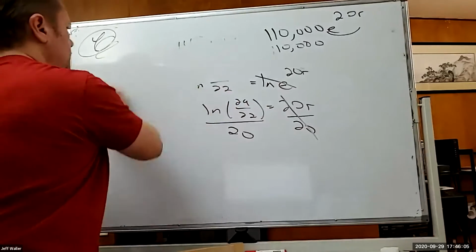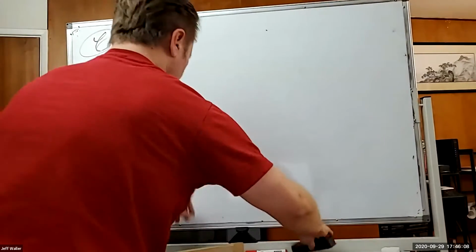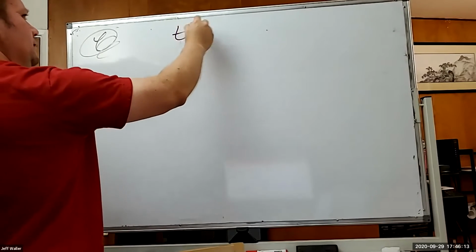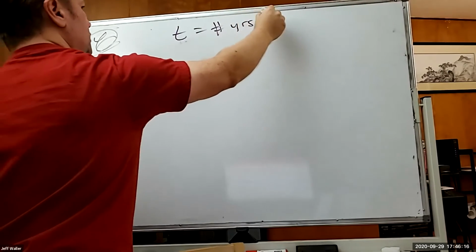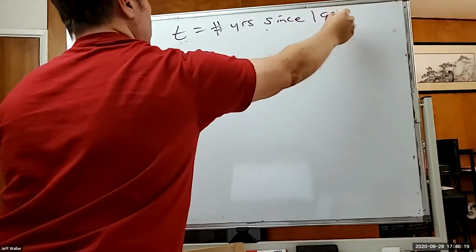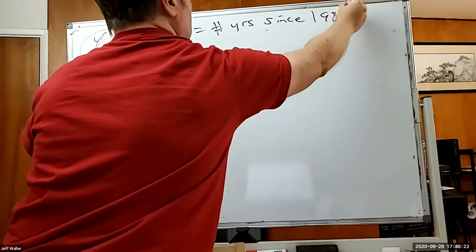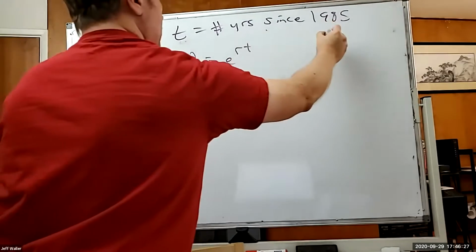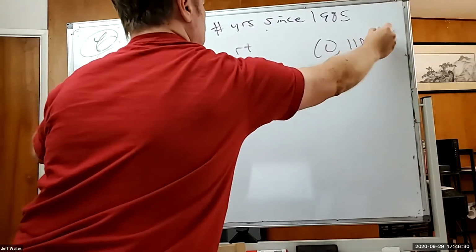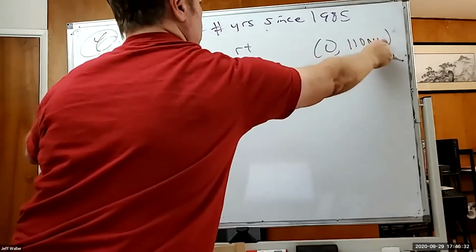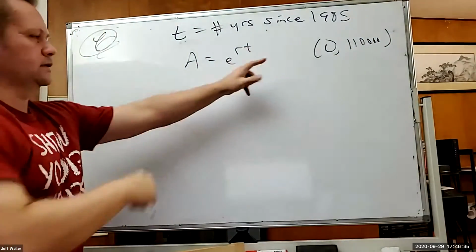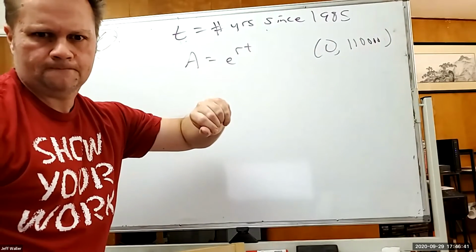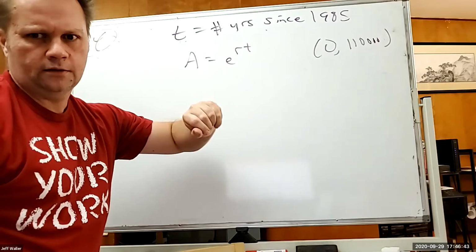So coming back, the first point that I see is we decided not to use 1985. We decided that T is going to represent the number of years since 1985. So then the first point we had was (0, 110,000). Too many zeros. Is that cool? That's 1985. It was worth $110,000. Yeah, that makes sense. All right, I like it.